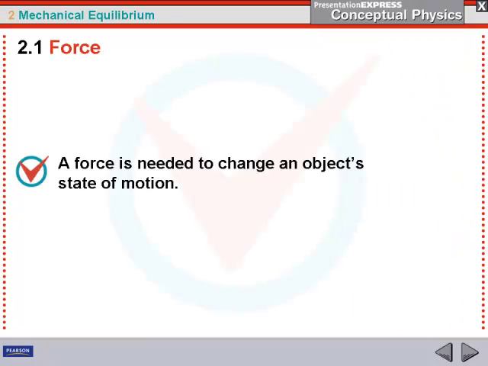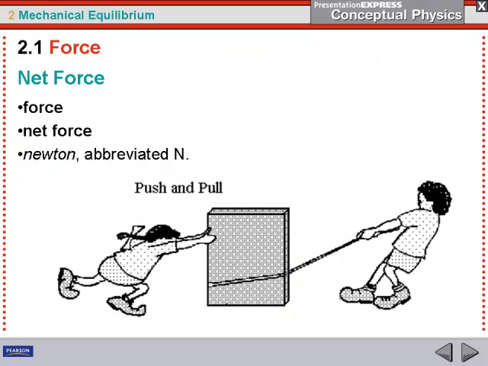Section 2.1. A force is needed to change an object's state of motion. A force is a push or a pull. A force of some kind is always required to change the state of motion of an object. The combination of all forces acting on an object is called the net force. The net force on an object changes its motion. The scientific unit of force is the Newton, abbreviated capital N.